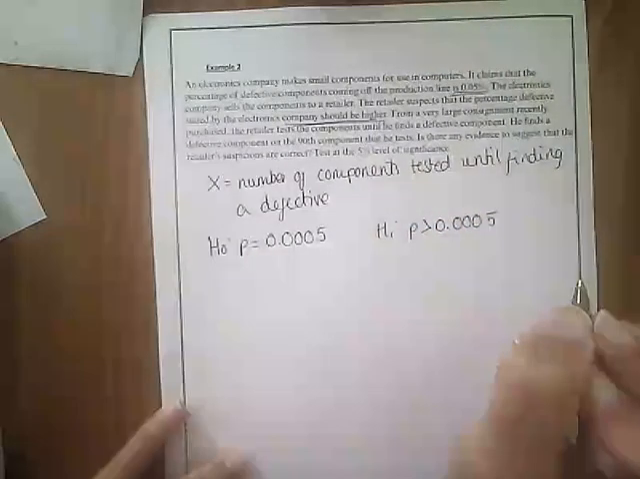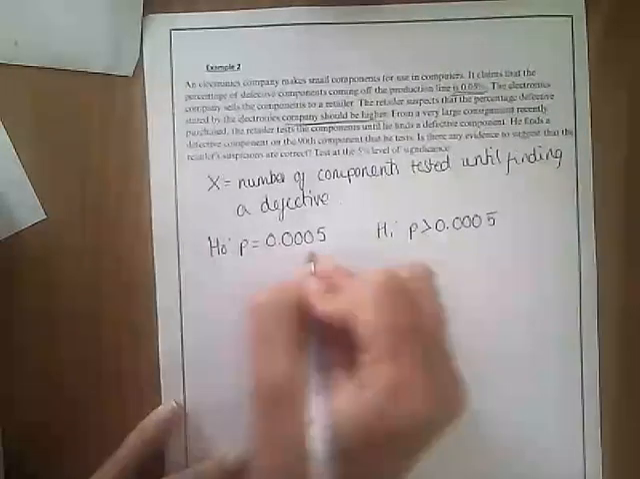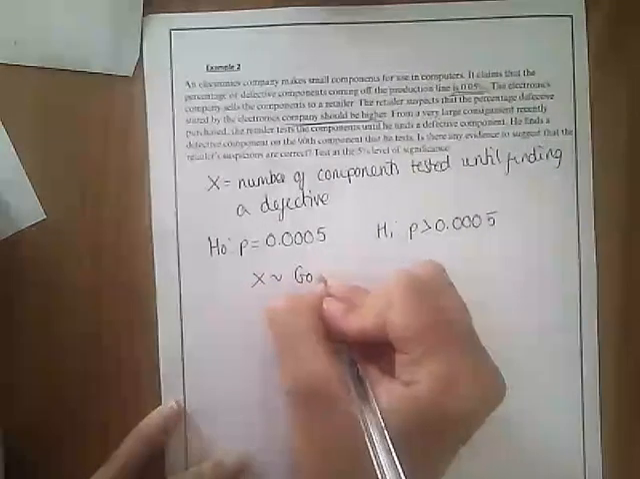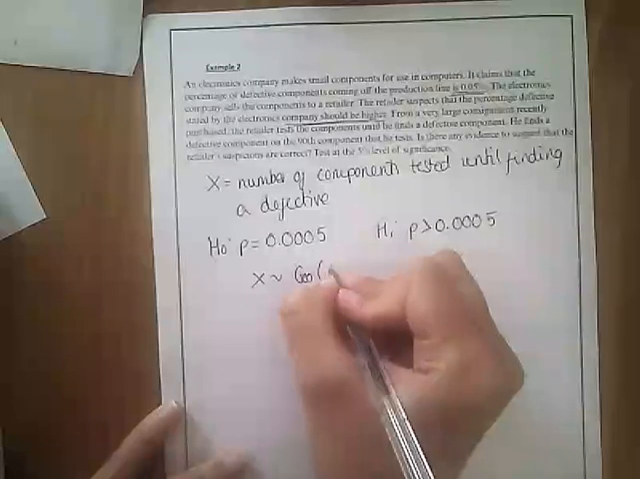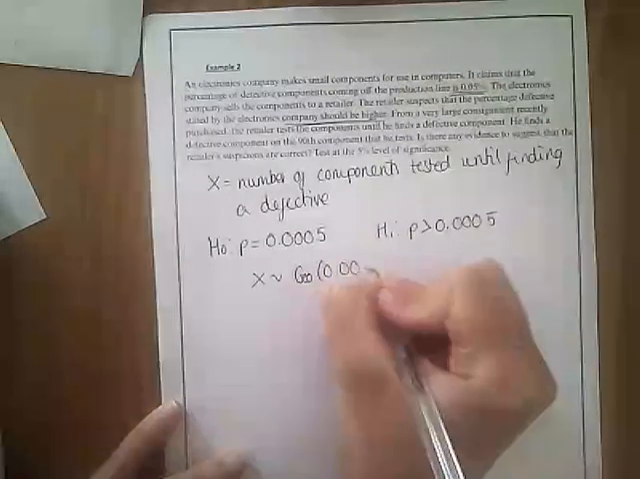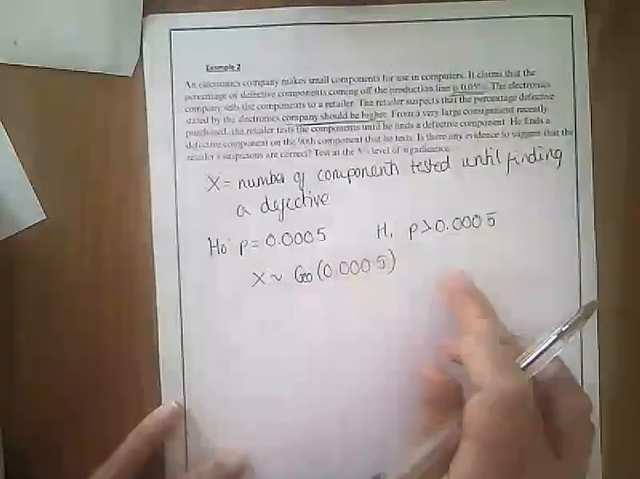Okay, right, we're assuming that to be true, so our geometric distribution, please don't forget to write in your geometric distribution, otherwise you're going to lose a mark on that. Okay, so that's our geometric distribution.